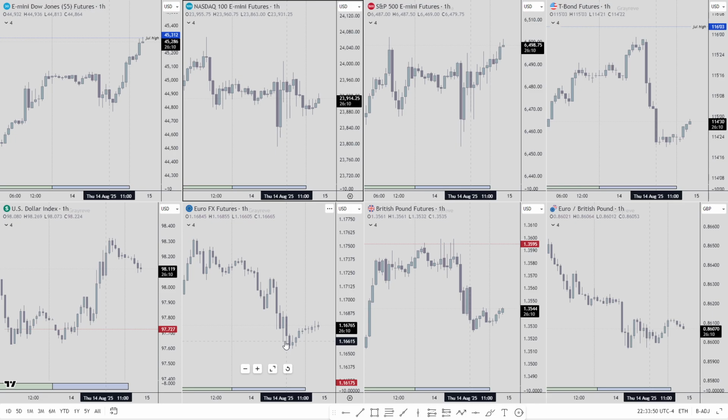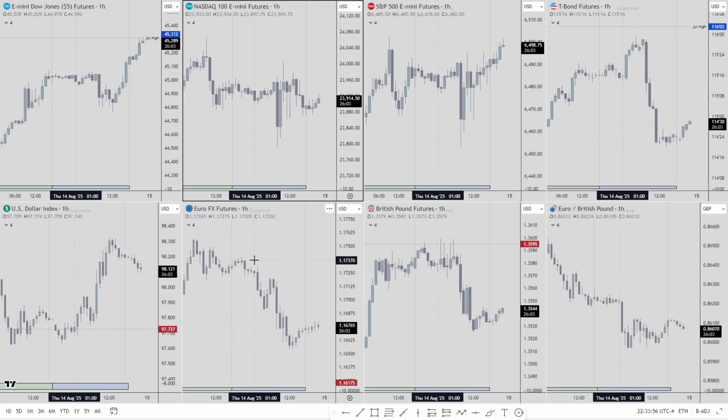I don't need SMT with continuations. It's only when it's predicting the high of the day or high of so and so, then SMT comes into play. Other than that, I don't need SMT to validate a move. So right now what I need Euro and British Pound to do is they should be able to respect yesterday's dealing range and stay below 50%, best case scenario below 25%.